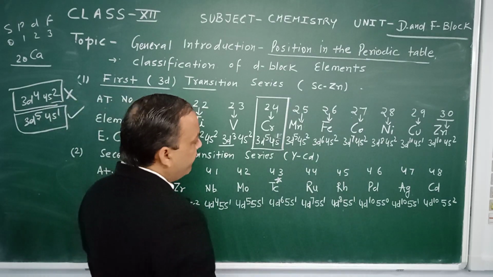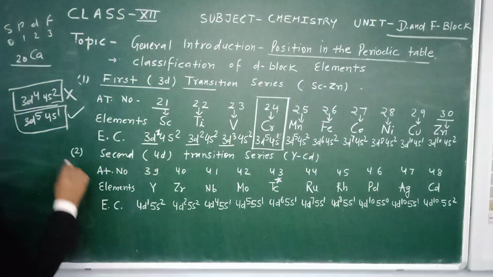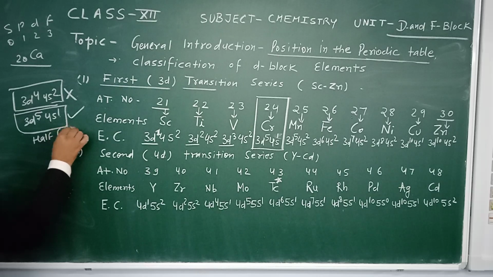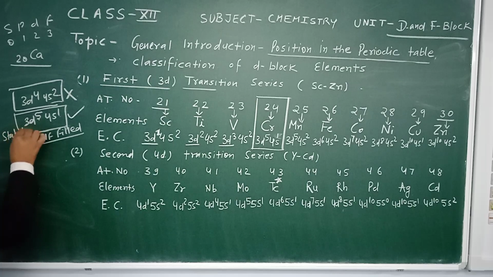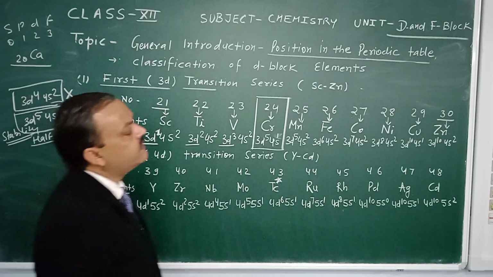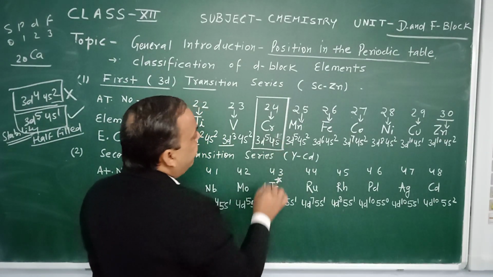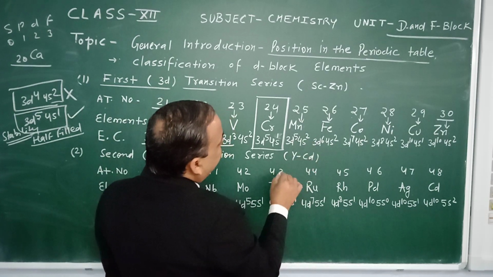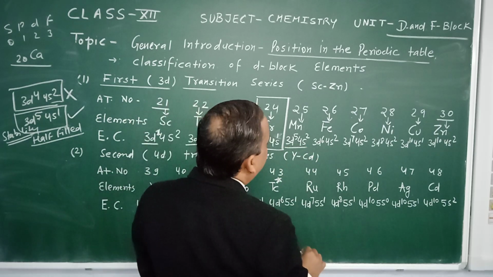Then why is it 3d5? Because the 3d5 condition is the half filled condition, and due to this half filled condition the stability is more. If we have the half filled electronic configuration, it is more stable than the other conditions. So in chromium 3d5 4s1 is correct. Now in the case of manganese, atomic number 25, it is 3d5 4s2.